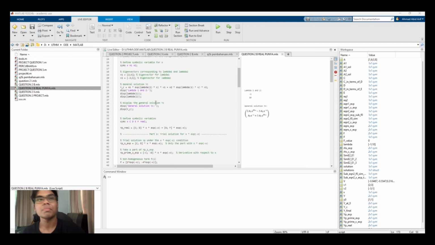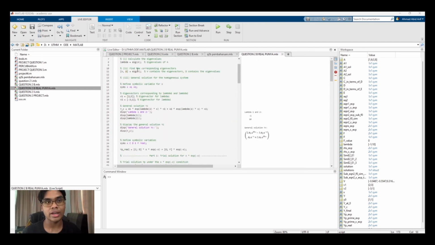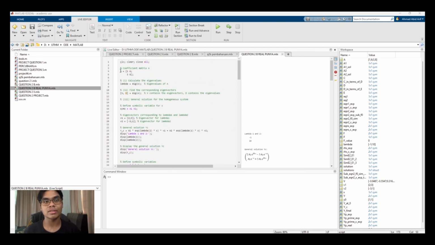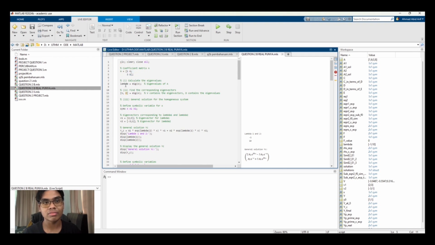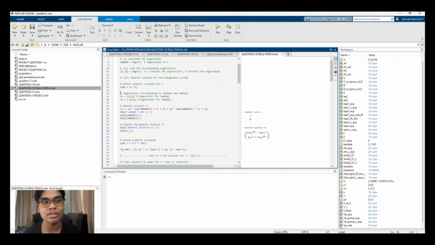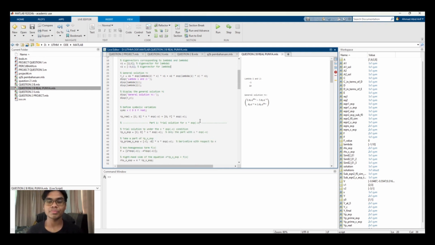It begins by defining the coefficient matrix A and computing its eigenvalues and eigenvectors. These are then used to construct the general solution for the homogeneous system. The eigenvectors are combined with the exponential terms involving the eigenvalues to form the homogeneous solution.